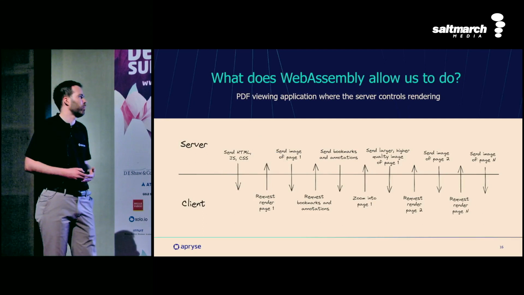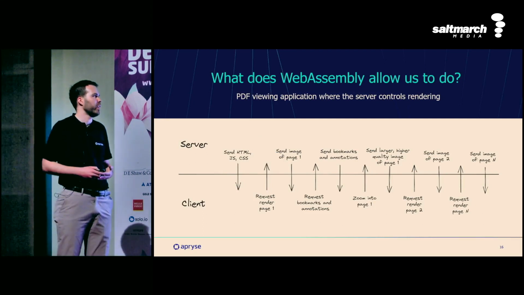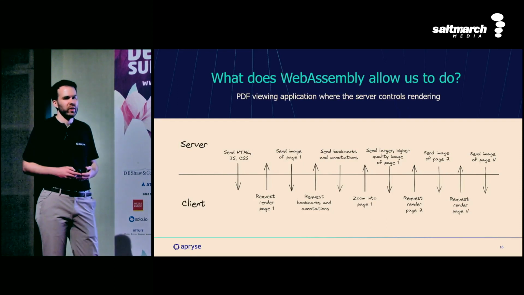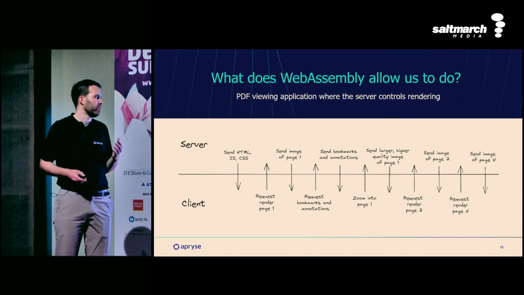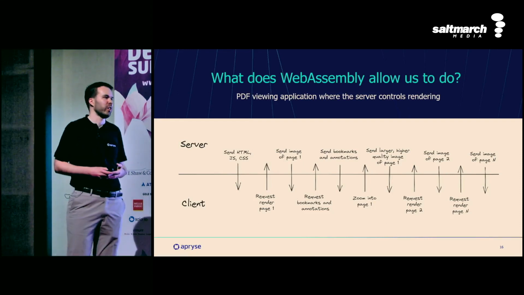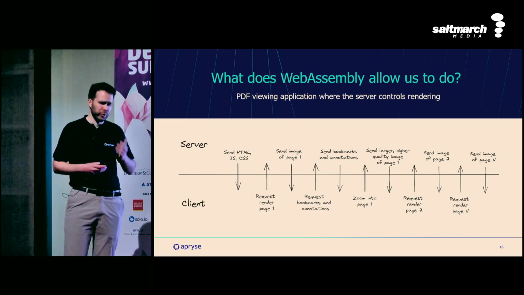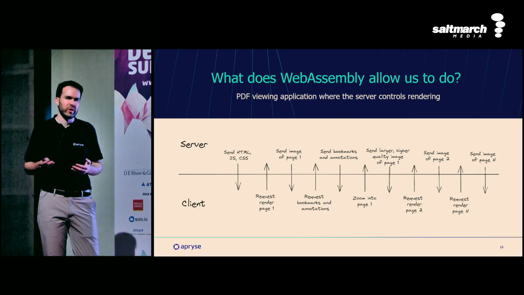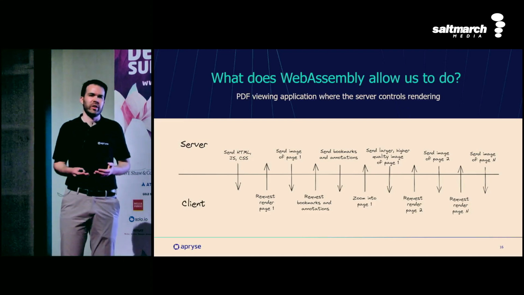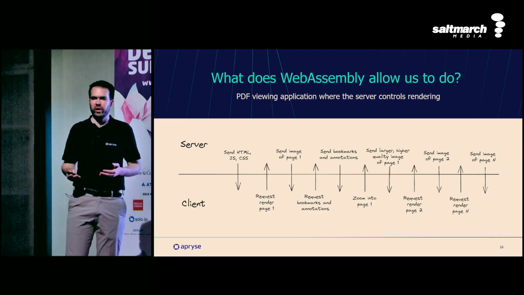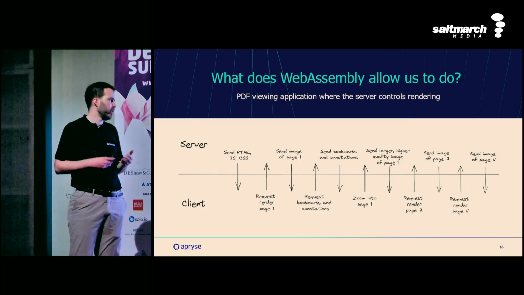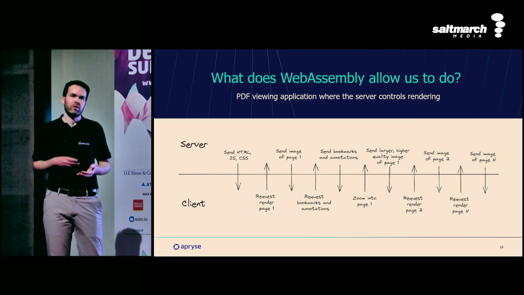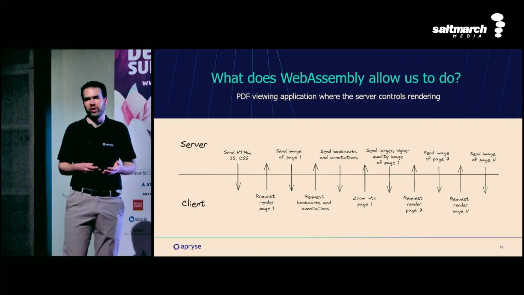So here's an example of a PDF viewing application where the server is controlling the rendering. We can see there's a lot of information going back and forth between the client and the server. The client might request to render page 1. The server parses the PDF, processes it, generates an image, and sends it back. The client puts it in the DOM. Then the user says, I want the bookmarks and annotations. The client sends that message to the server. The server processes the PDF, extracts the information, and sends it back.